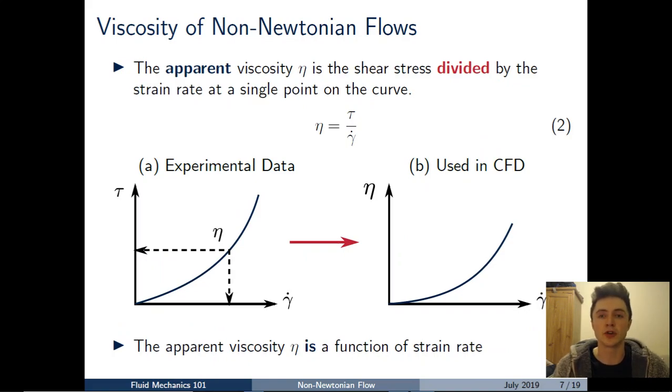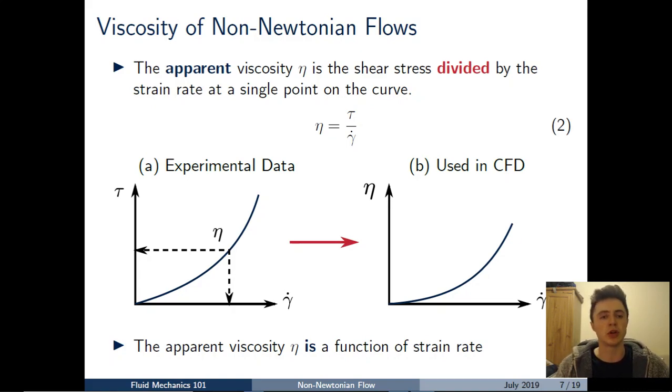If we have a non-Newtonian flow, the conventional approach is to define an apparent viscosity, which is given the symbol eta there. And it's very important to note that the apparent viscosity is the shear stress divided by the strain rate at a single point on the curve. So it's not the gradient. There's a subtle difference there.